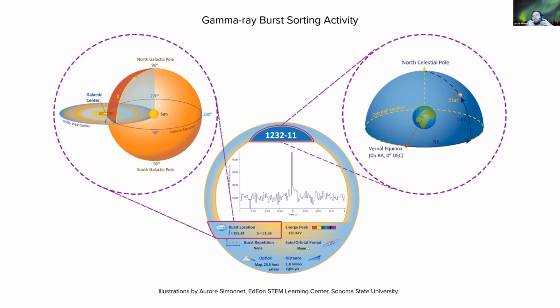We also tell them whether or not the object has a spin or orbital period associated with it, basically whether or not we can determine if the object is spinning or if it's orbiting some binary companion. We tell them what the optical source of the burst was. So if we look at the sky where the gamma ray burst originated from, what do we see there? Do we see like a supernova remnant or a distant host galaxy, something like that?